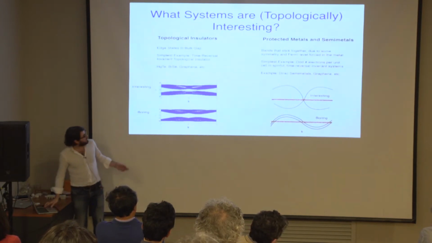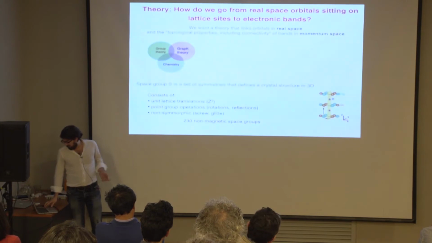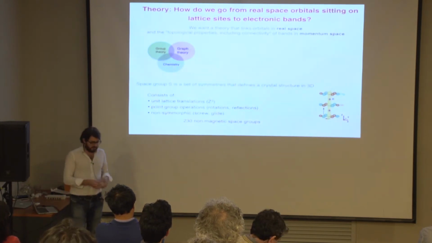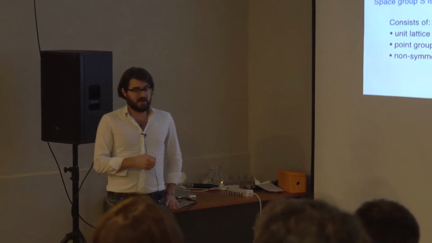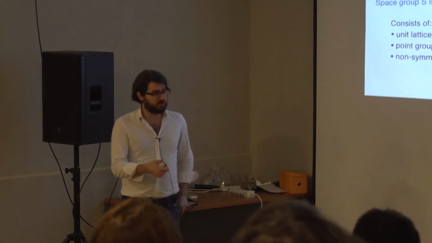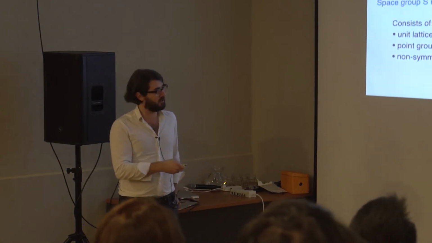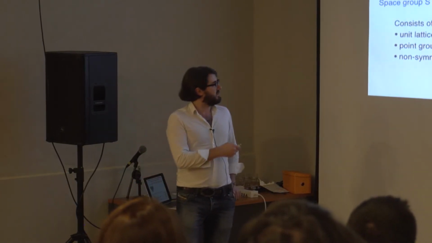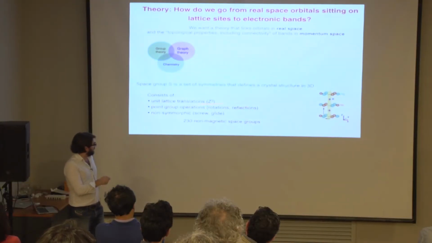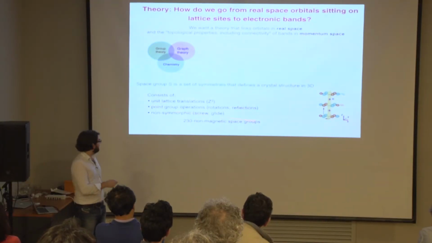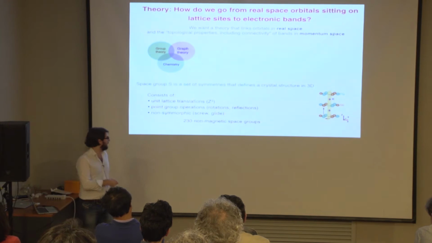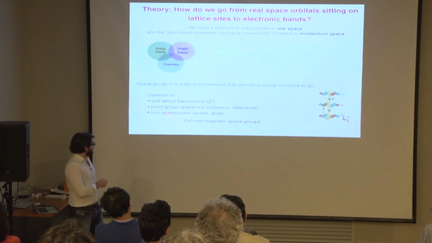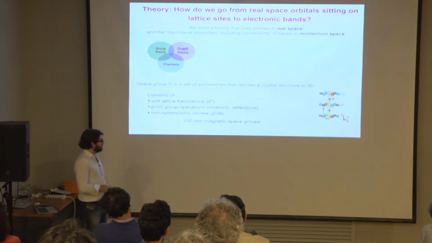So again, most of the things that I'll be talking about are bands. What is the input of these bands? The input is the symmetry group of the structure of the material. By the symmetry group, we mean all the unit lattice translations, all the point group operations, rotations, reflections, and screw axes and glide planes. These include all the 230 non-magnetic groups.